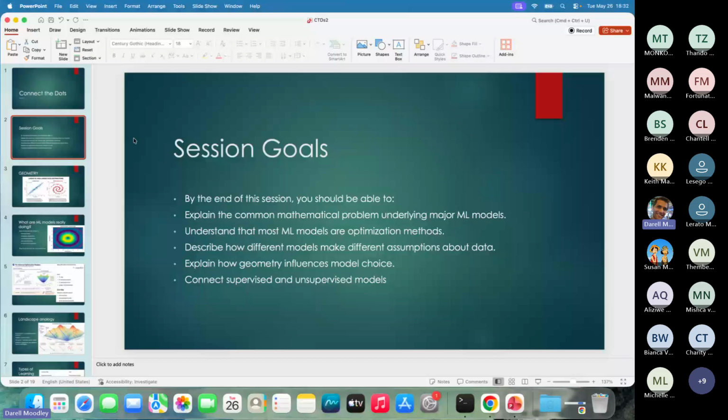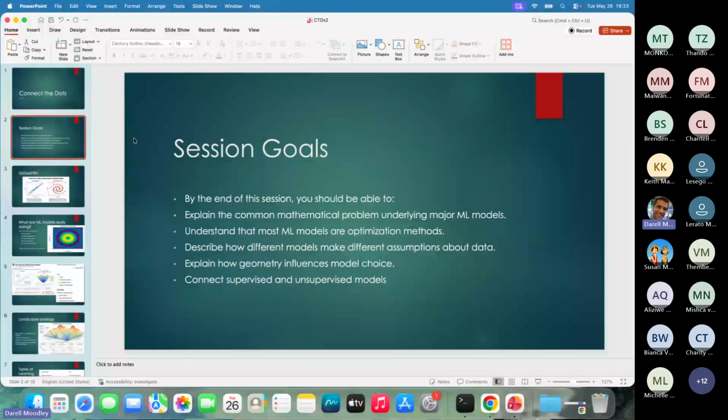So you want to understand that most ML models are optimization methods. What do we mean by optimization methods? Well, you're just trying to find the best solution based on some objective. You need to specify what that objective is, and then the ML model will find the solution that optimizes it in an automatic way.